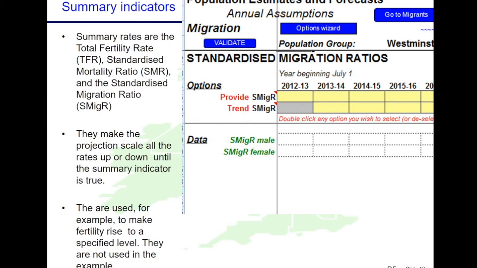Replacement level fertility is usually operationalized by a total fertility rate of 2.1. So we can specify that level of fertility and require POPGROUP to estimate fertility to meet that level of fertility.